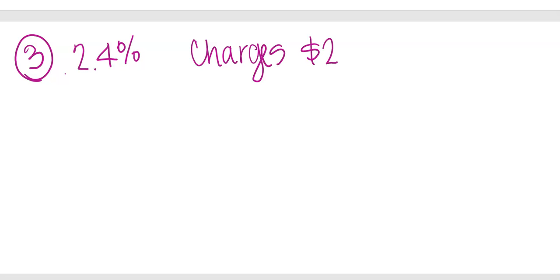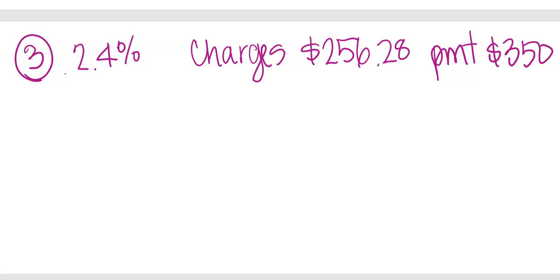So Omar has a credit card that uses the unpaid balance method to compute the finance charge. His monthly periodic rate is 2.4%. I'm just going to jot a few things down. You don't have to write this yet. He charged a total of $256.28. Payments $350. Finance charge $18.28.